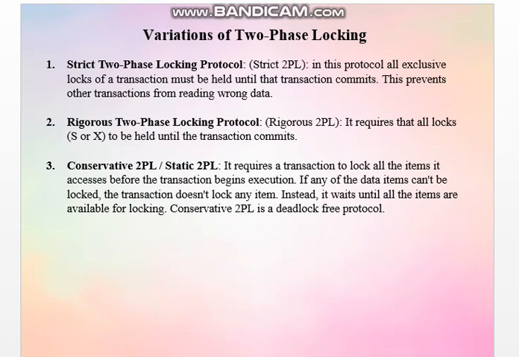It waits until all data items are available for locking. That's why we say that the conservative two-phase locking protocol is deadlock free. Why deadlock free? Because it does not have to wait for another transaction. If all the data items are available, then only it starts its execution. Once it starts its execution, after completing the execution, it will release all types of locks, whether shared or exclusive. So these are the two-phase locking protocol and its variations.